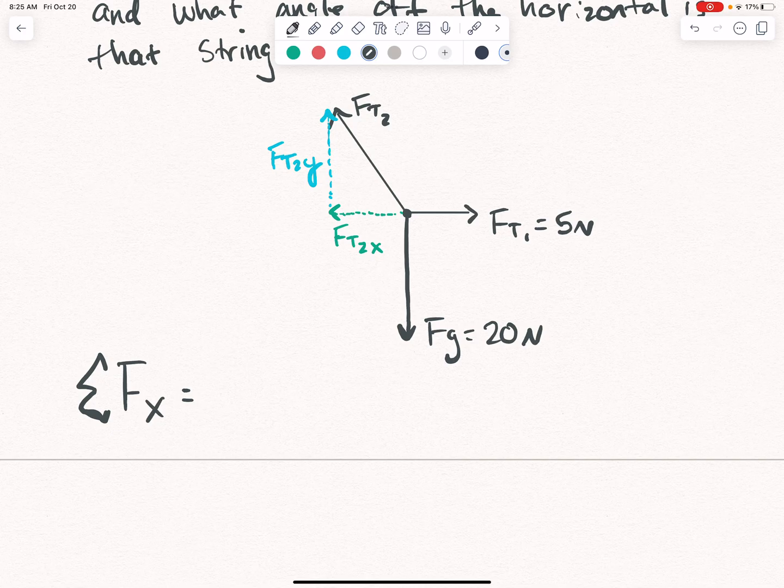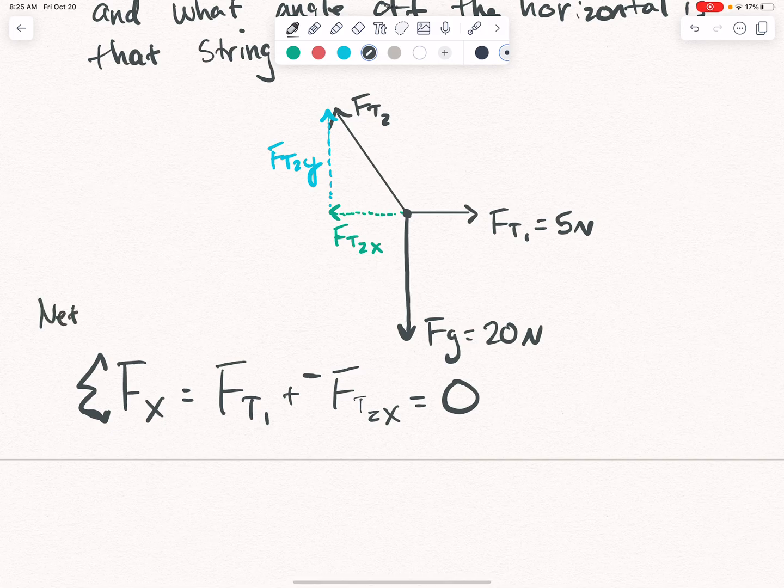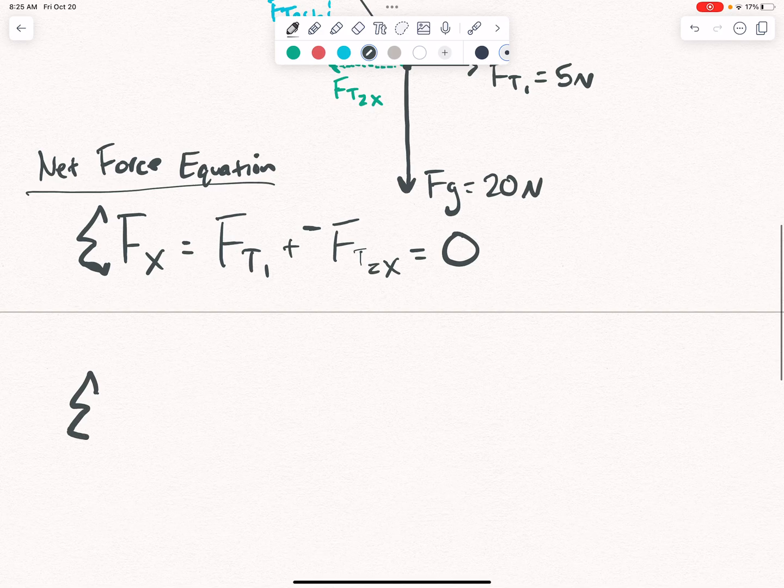So when I write that out, I'll say FT1, and you're just going to leave it as symbols. Don't fill in the numbers yet. Plus a negative FT2 in the X direction has to equal 0. That is a net force equation in the X direction. And then we'll do the same thing for the Y equation.